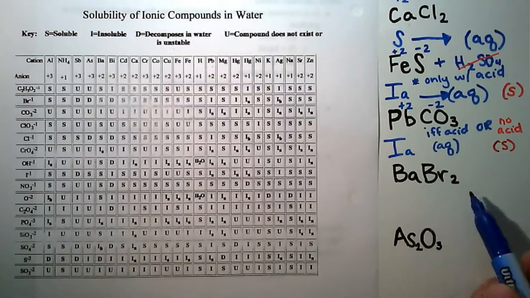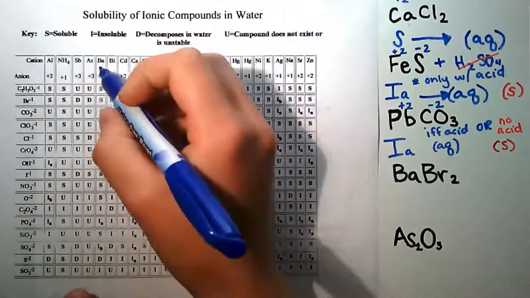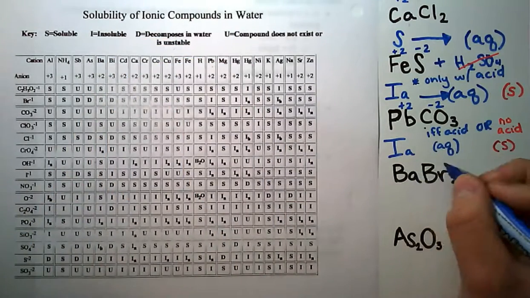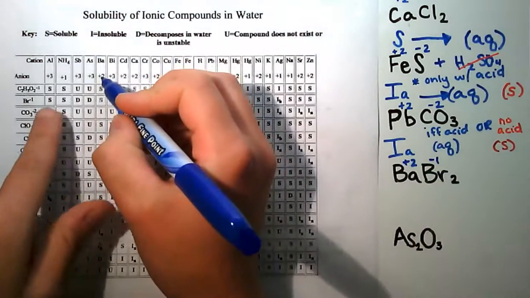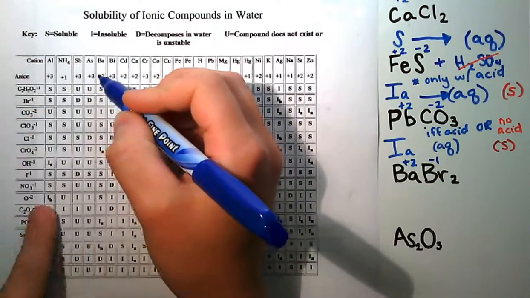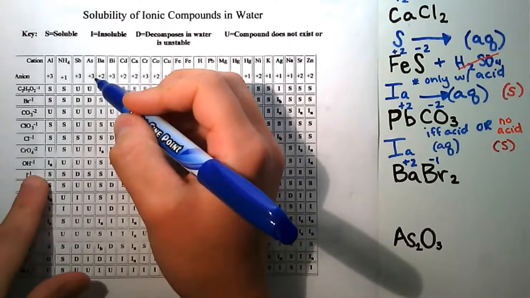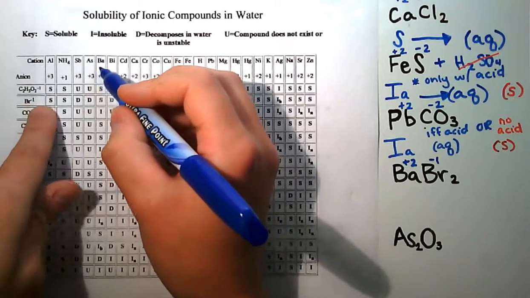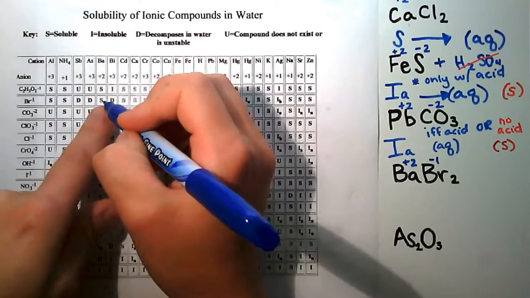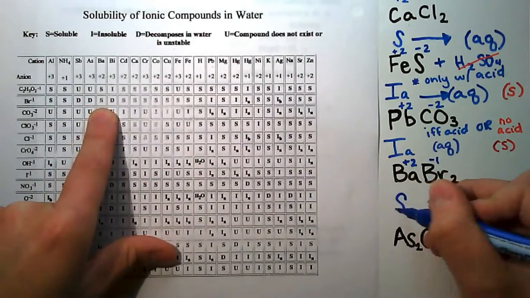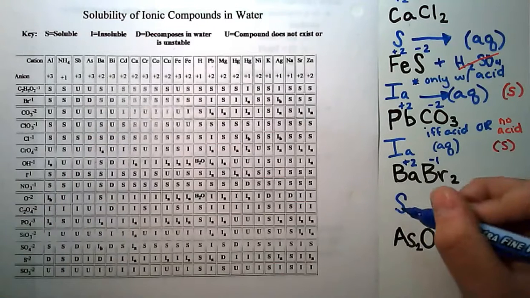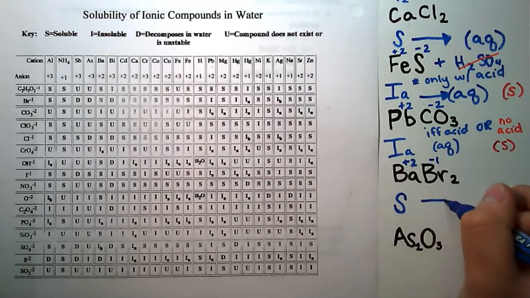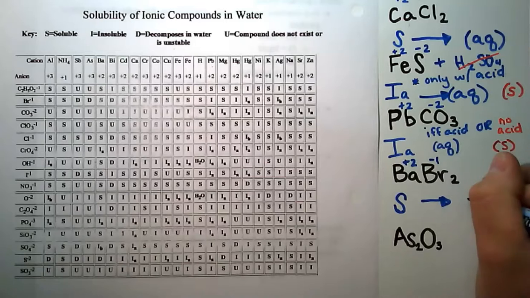Alright, next BaBr2. Ba is right here. Bromine has -1, barium's +2, and bromine, let's find that on the edge. Having a hard time finding it. Br -1, I missed it. Barium bromide has an S. That S stands for soluble, so that does not stand for solid. Soluble just means that it is dissolved. So our state symbol is going to be AQ.